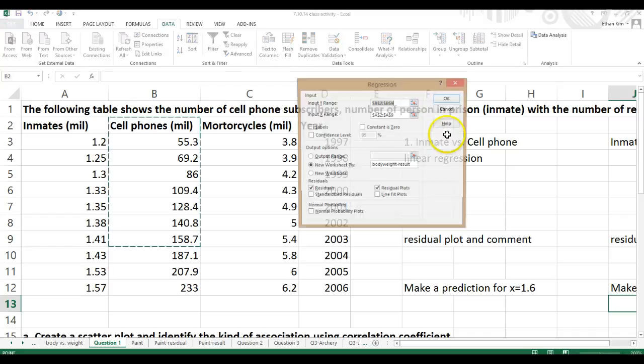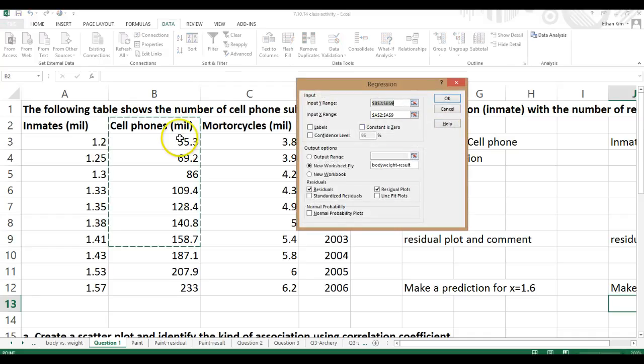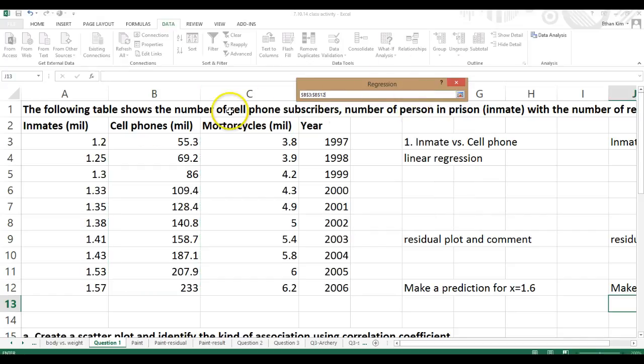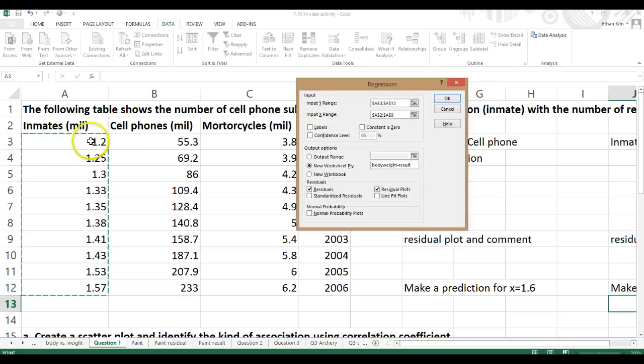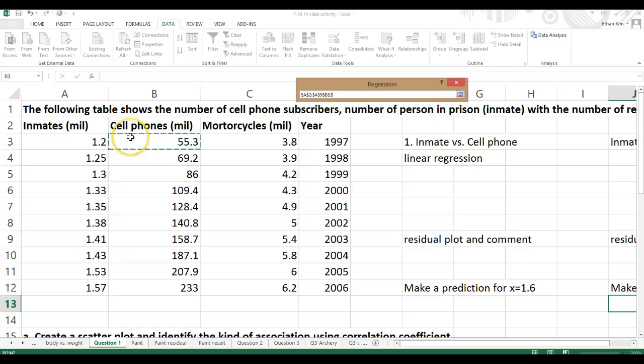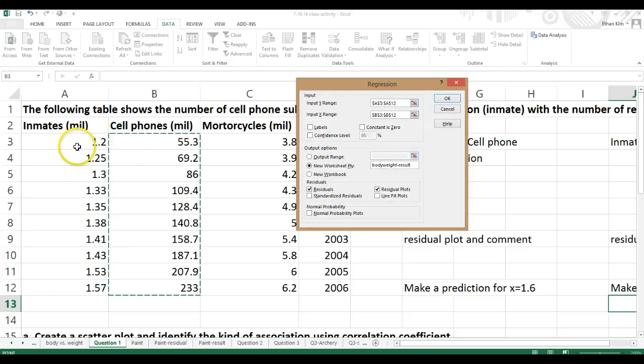regression, and we're choosing Y input data. Y input is from here to here. I'm sorry, Y is the number of inmates, so it should be this, right? Because we are looking at the number of people who are in jail depending on usage, cell phone usage, and the number of registered motorcycles, right? So that's our Y value, and for X value we are using this.